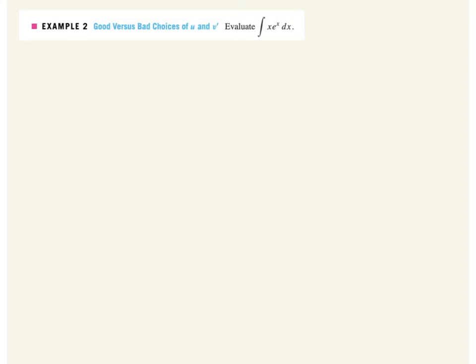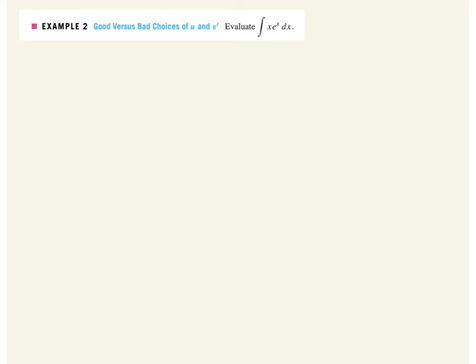This example is one where we could have a good versus a bad choice. In this example, depending on whether I choose my x or my e to the x to be my u and my v prime, I could end up making this problem more complicated.